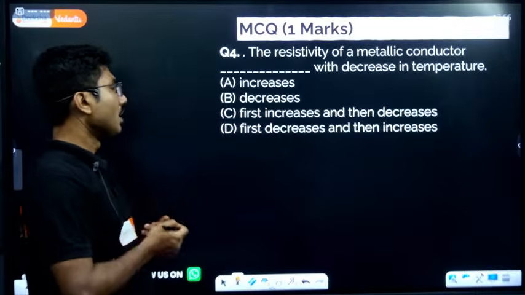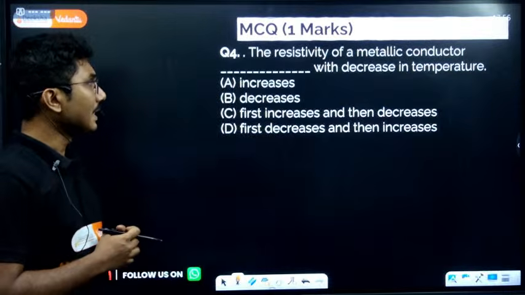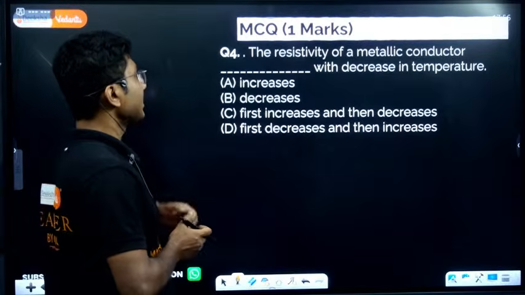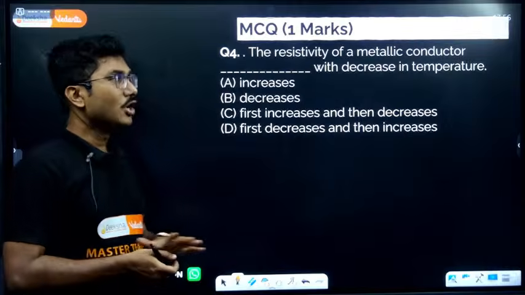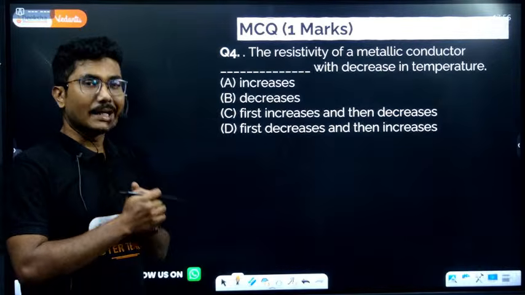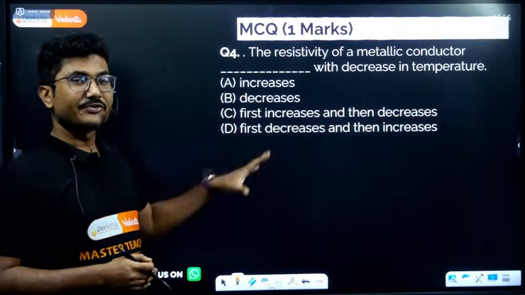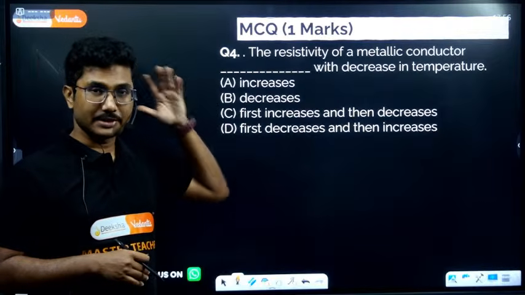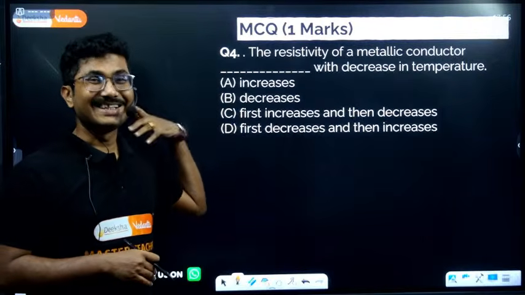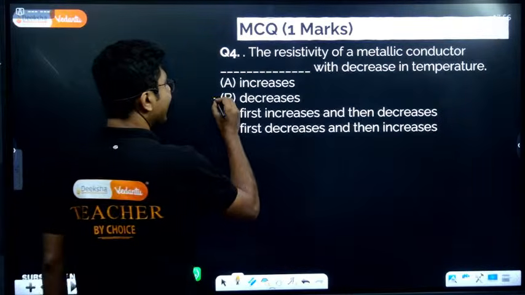Question number 4. The resistivity of a metallic conductor dash with decrease in temperature. The options are: increases, decreases, first increases then decreases, first decreases then increases. Resistivity and resistance both decrease as you decrease the temperature. They increase with increase in temperature and decrease with decrease in temperature. So it will be decreases.